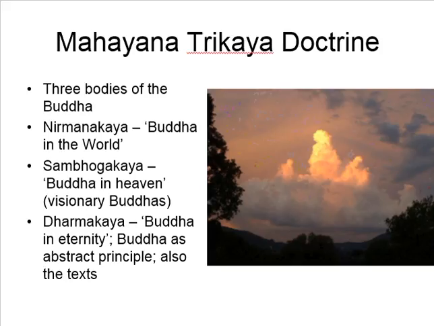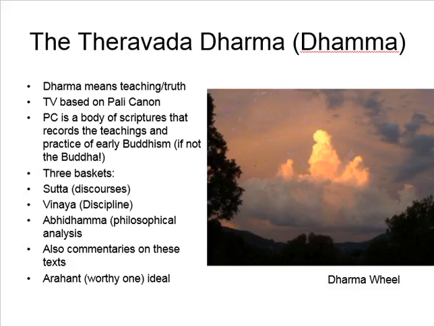In terms of the second jewel in Theravada Buddhism, Dharma means teaching or truth, and Theravada Buddhism is based on the Pali Canon. The Pali Canon is a body of scriptures that records the teachings, perhaps of the early Buddhists, if not the Buddha. The Pali Canon can be divided into three baskets: the Sutra, the Vinaya, and the Abhidharma. Okay, you just need to know the words: discourses, discipline, philosophical analysis, and commentaries on these.